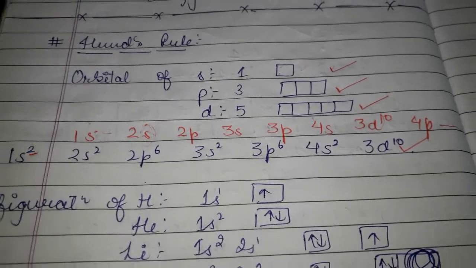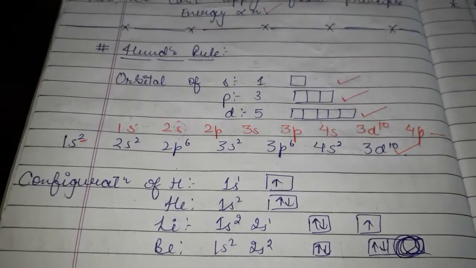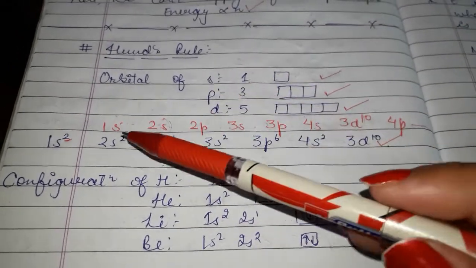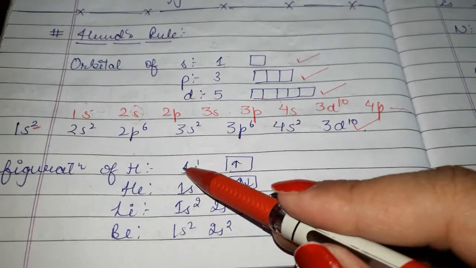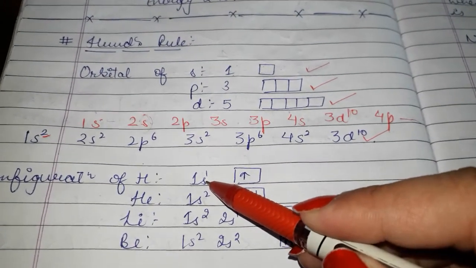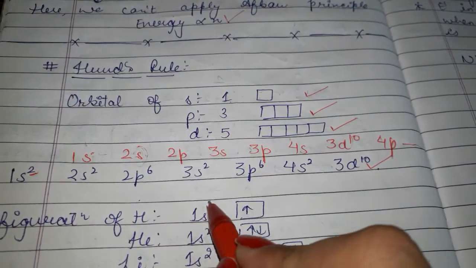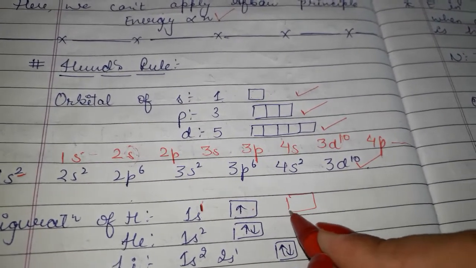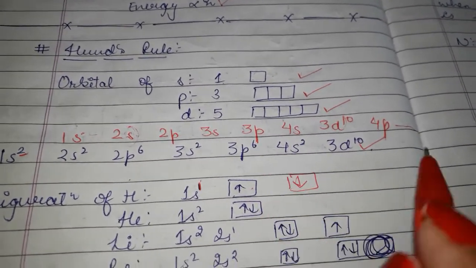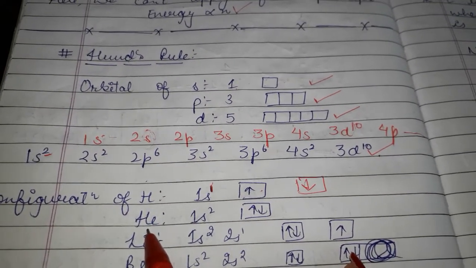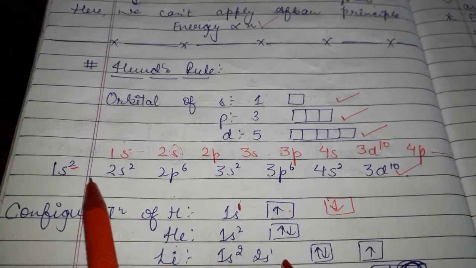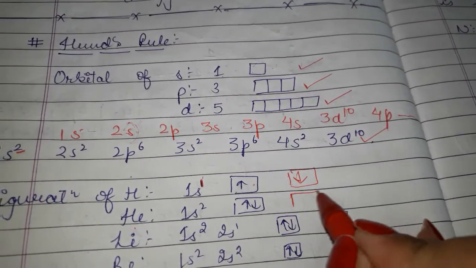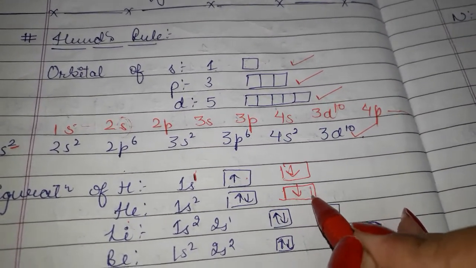Now we will fill the electronic configuration of all the atoms according to this rule. Hydrogen has 1 electron only. I have written here 1s, and because hydrogen has only 1 electron, I will write it as 1s1. You can write it as this or this, both are true. Now for helium, helium has 2 electrons which will be filled in the first orbital only, that is 1s2. You can write it also as this.